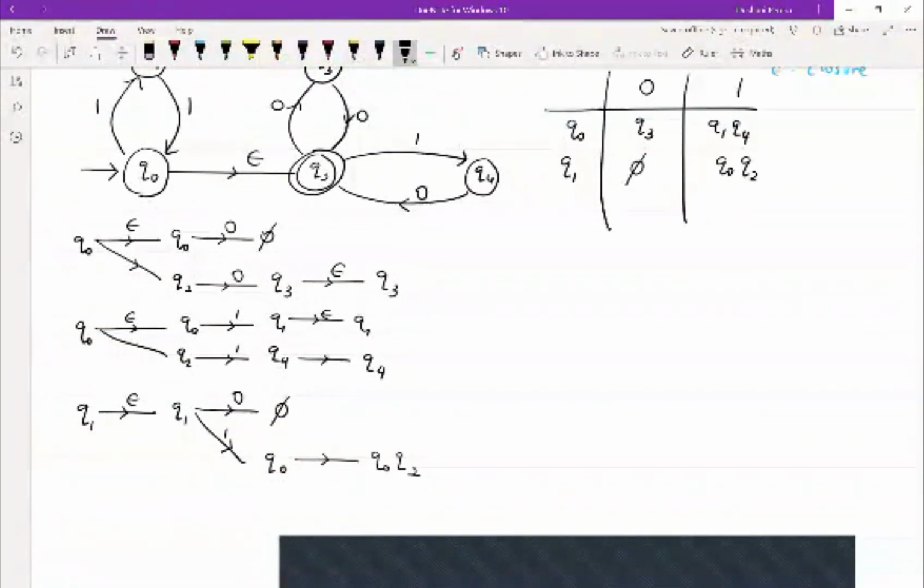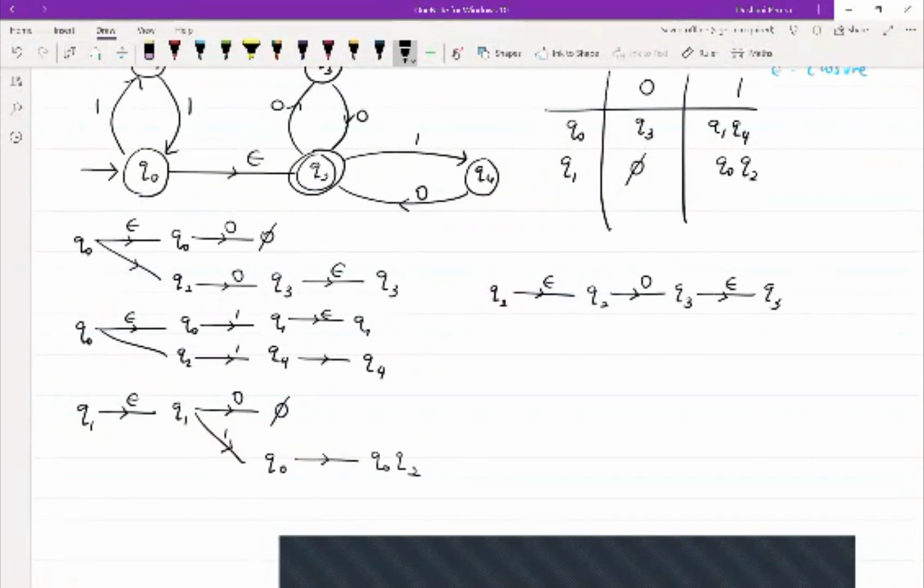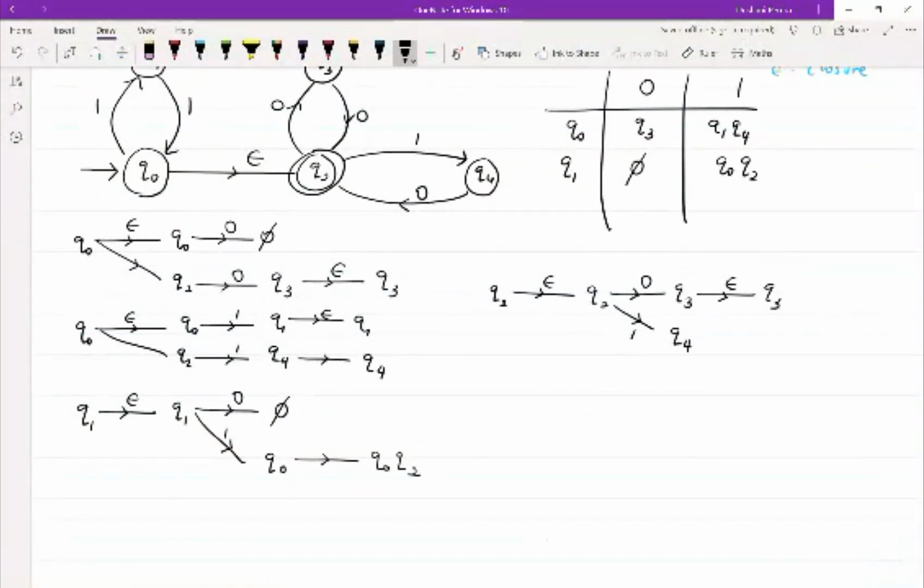Then let's do the same for the state Q2. What's the epsilon closure? Q2. What happens when I give a 0? I go to Q3. If I give 1, I come to Q4. E-closure is itself. So from Q2 I get Q3 on 0 and Q4 on 1.